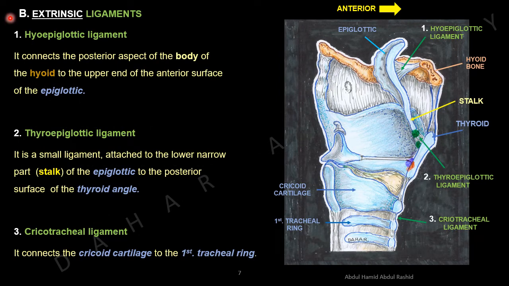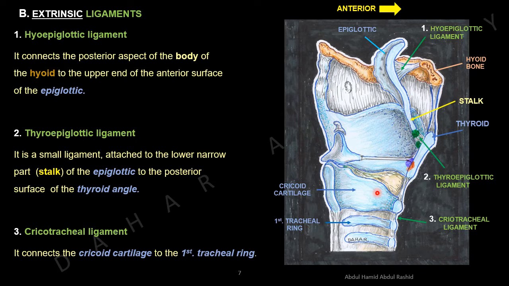Group B, ligaments. Extrinsic ligaments. Let's see the diagram. This diagram is again sagittal sections of the larynx. This is in front, anterior. This is posterior. We are showing the inner surface of the left wall of the larynx.